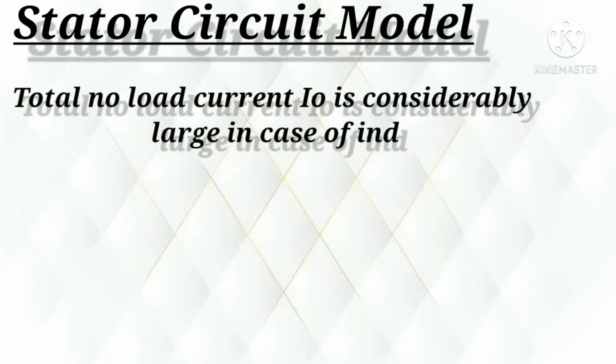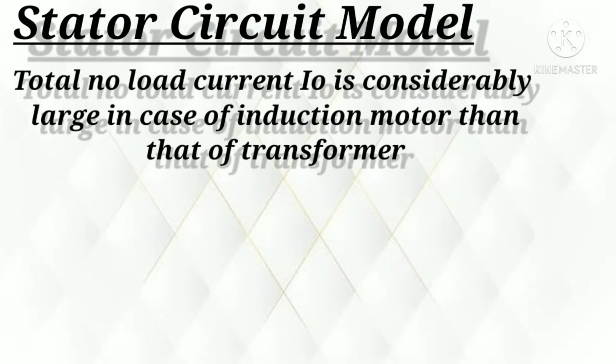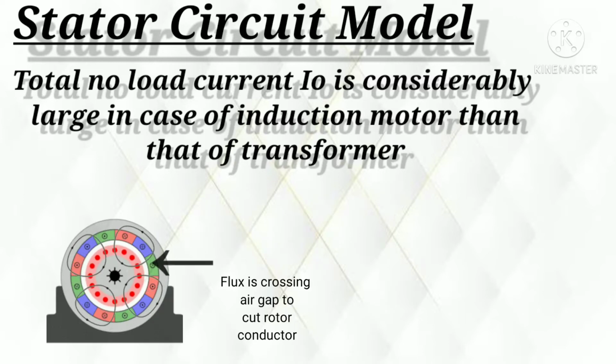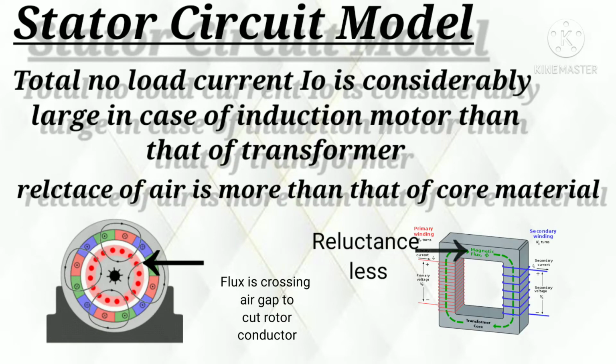The total magnetizing current I0 is considerably large in the case of an induction motor as compared to that of a transformer. Why is it large? This is because of the higher reluctance caused by the air gap in the induction motor. The flux of the stator has to cross the air gap to cut the rotor. We know that the reluctance of air is more than that of the core material of the transformer.